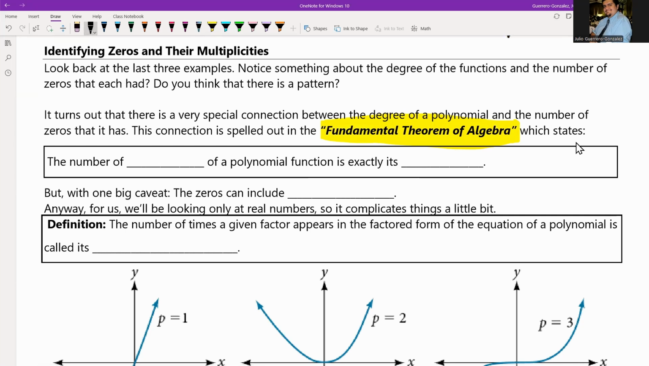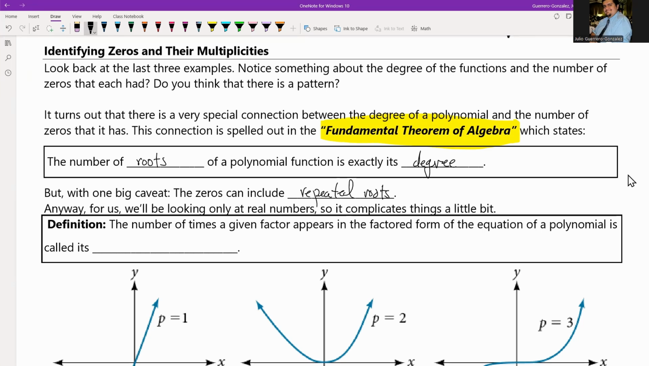The statement of the fundamental theorem of algebra is that the number of roots or x-intercepts of a polynomial is exactly its degree. If you remember, the degree of a polynomial is the highest power you see. There is a caveat with this statement: it does not take into account repeated roots, so this can include repeated roots.